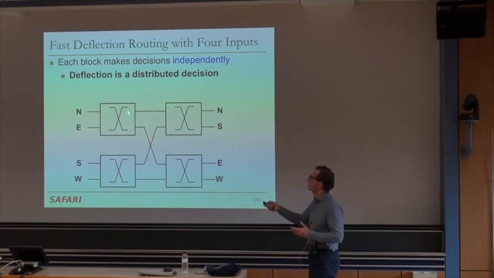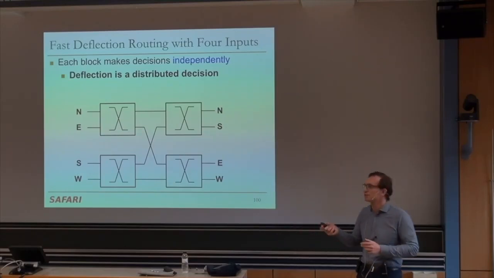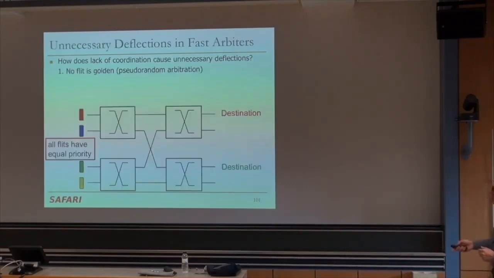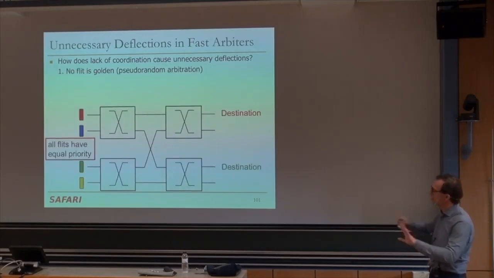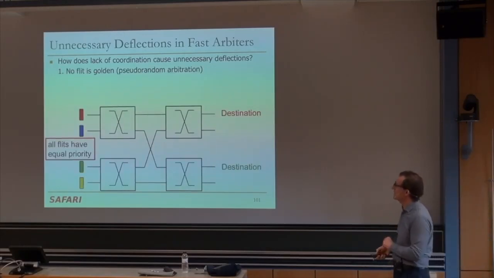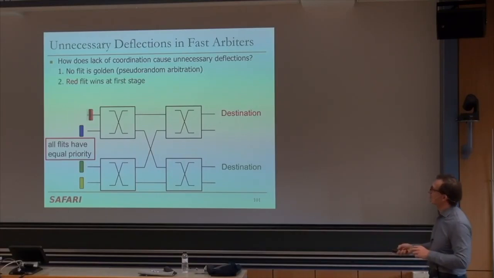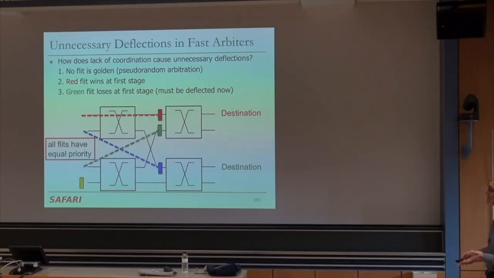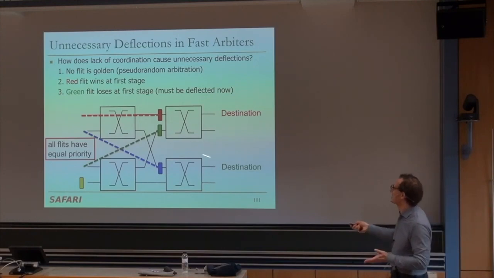So you really need coordination, which means that you need to have some level of priority when you go into the router. Okay, so that's the idea. I already said this: no flit is golden. Assume that all flits have equal priority because of that. So a red flit wins at the first stage over here. It's trying to go to its destination. This one loses. The green flit loses at the first stage. It must be deflected now. So actually this one has lost. It's really being deflected.